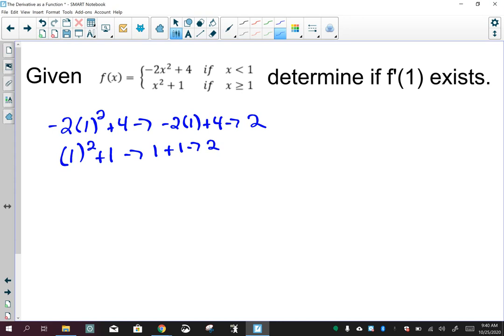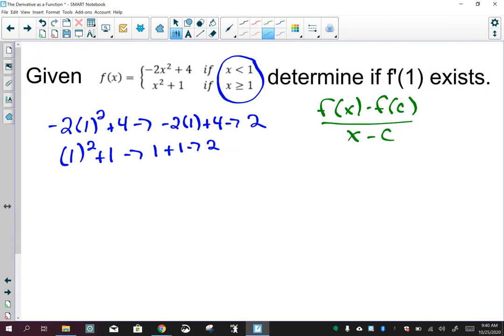So now we need to check their limits. The easiest way to do this, since they went ahead and gave us points here, is to use f of x minus f of c all over x minus c. Okay? We're going to use our limits here, and see, if this is really the case and it's really continuous, what happens when we actually do this at this point, to see if our limits are actually going to be the same thing.